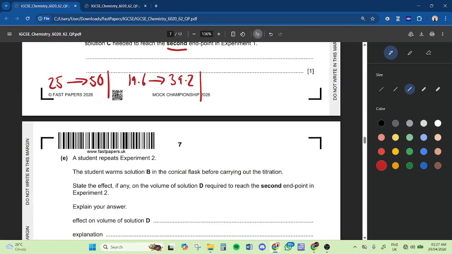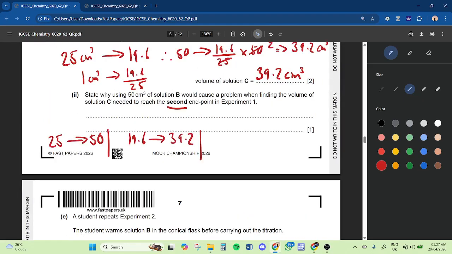So as a result, the problem that you would face is that the burette cannot hold that much solution C.